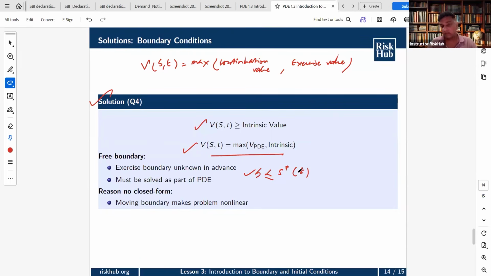European option: exercise only at maturity. American option: exercise anytime. European option: fixed terminal payoff only. American option: early exercise constraint. European option: closed-form Black-Scholes solution available. American option: usually a numerical method is needed. European option: simpler PDE. American option: PDE plus inequality or free boundary.